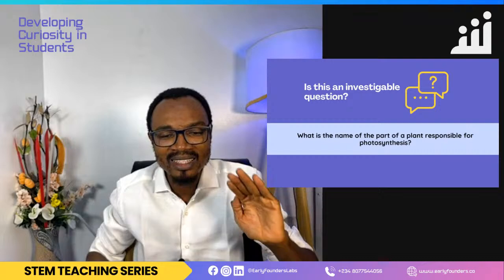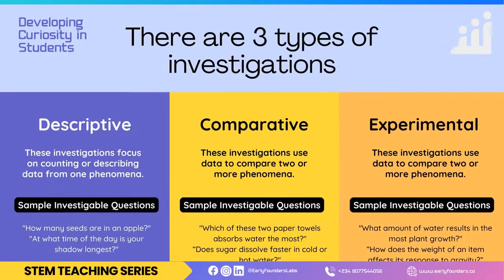When looking at investigable questions, there are three main types. Investigable questions fall into three categories, and I'm going to share the three of them with you. We have descriptive investigations, comparative, and experimental. And what's the difference? Number one, descriptive investigations focus on counting or describing data from one phenomenon. Yes, they are investigating something, but at the end of the day, they are coming back to describe something. Examples of such questions are listed here.